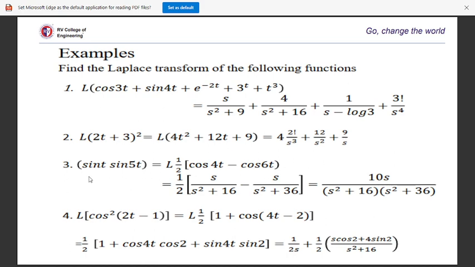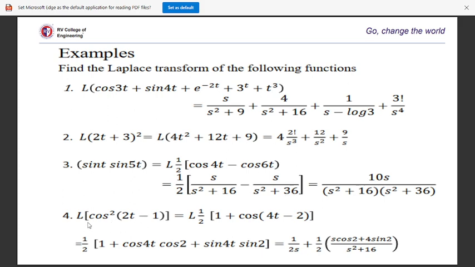In the third example, he has given sin t into sin 5t. For that, we have to apply the sin A sin B formula. Sin A sin B is 1 by 2 into cos of A minus B minus cos of A plus B. Clearly, the given function can be reduced to cos functions. Then, if we take the Laplace transform of this function, cos 4t Laplace transform is s by s square plus 16 and cos 6t Laplace transform is s by s square plus 36.